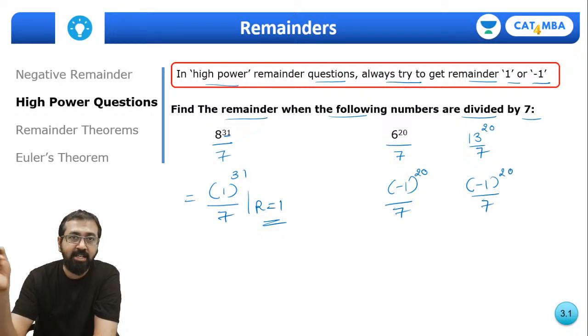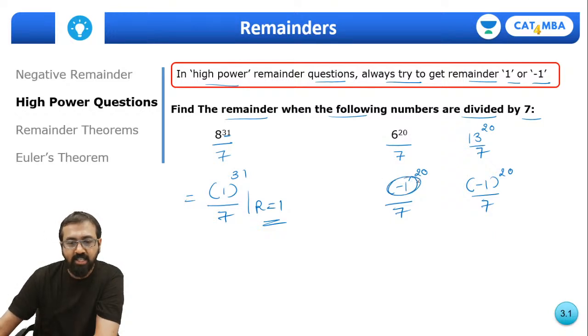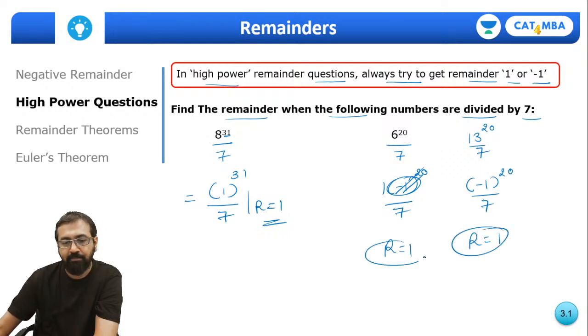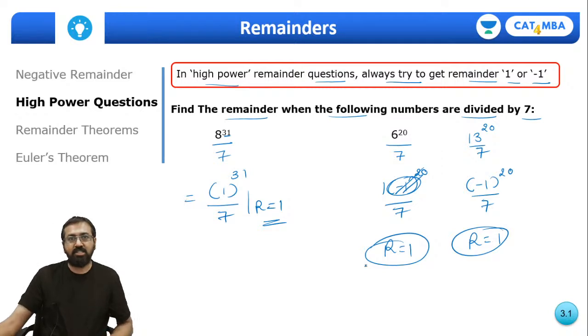7 twos are 14, minus 1 is 13. So remainder is minus 1. Correct. Now what is negative 1 raised to 20? It's going to be positive 1. So 1 divided by 7, your final remainder is 1. Even in this case, the final remainder is 1. I'm sure these are easy questions, isn't it?